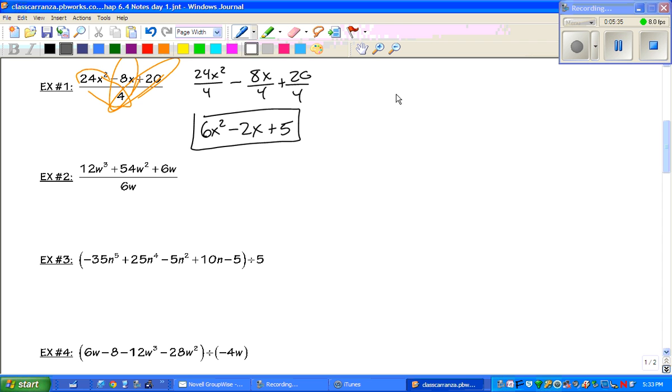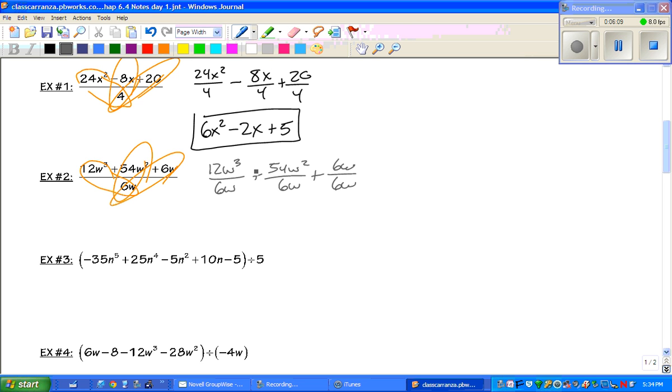All right, example number 2. We're going to pair these things off. I have to divide everything by the monomial. Plus, we got 54w squared over 6w plus, and then that last one, 6w over 6w.